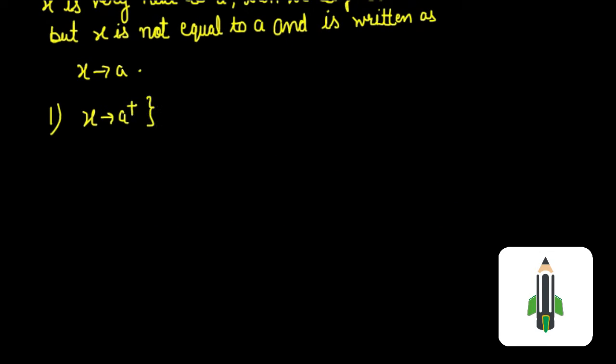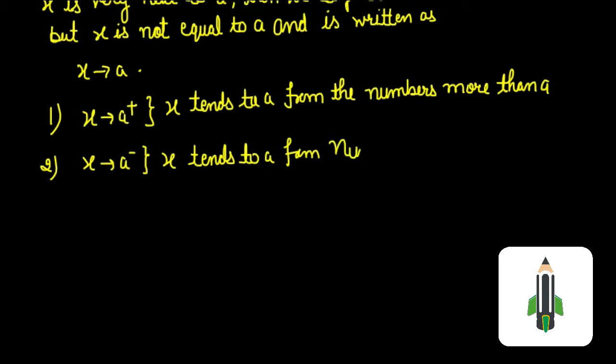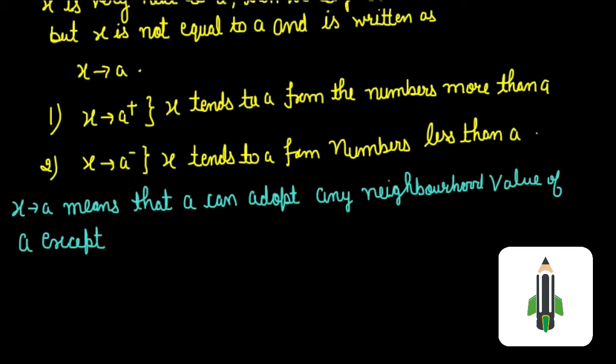x tends to a plus means x tends to a from numbers more than a. x tends to a minus means x tends to a from numbers less than a. x tends to a means that x can adopt any neighborhood value of a except a. So x equal to a is called the limit value.